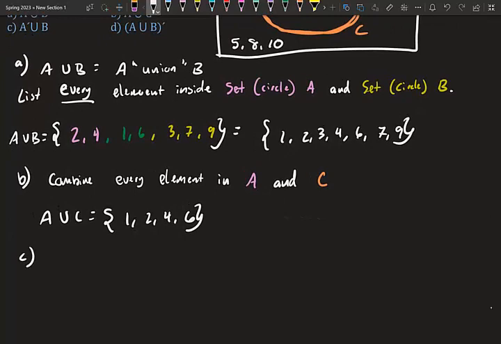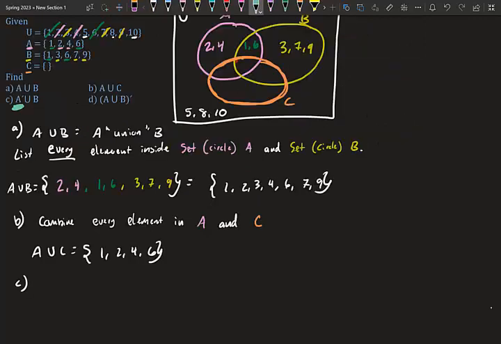All right, part C. So part C, we have a complement. So we're doing the complement of A union B. So first, let's find the complement of A. That means that's every number, every element that's not in the pink circle, set A. So every number that's not in that set, I'm not going to write it in order, but I'll rewrite it, don't you worry. We have 3, 7, 9, 5, 8, 10. Those are every number that are not in the circle of A.